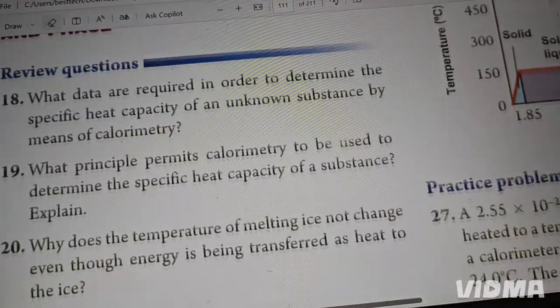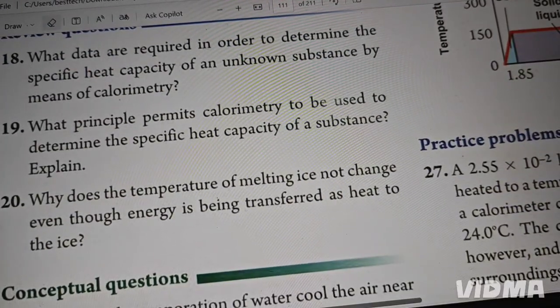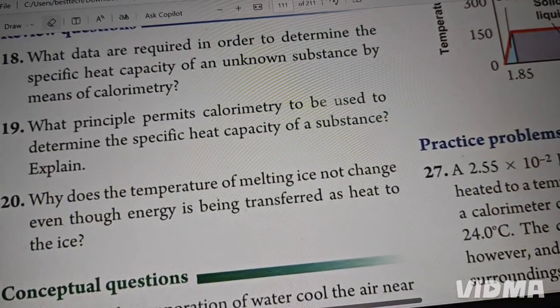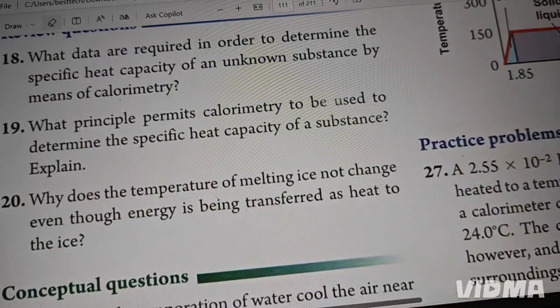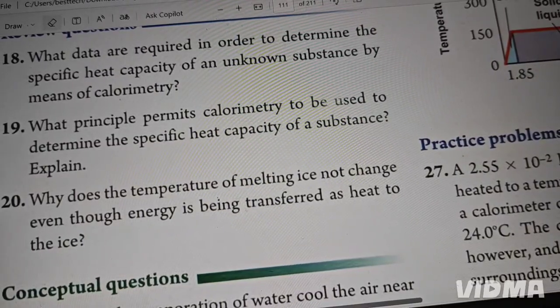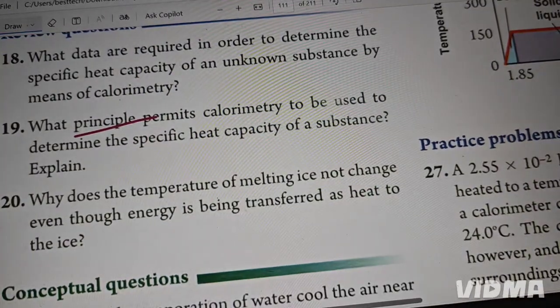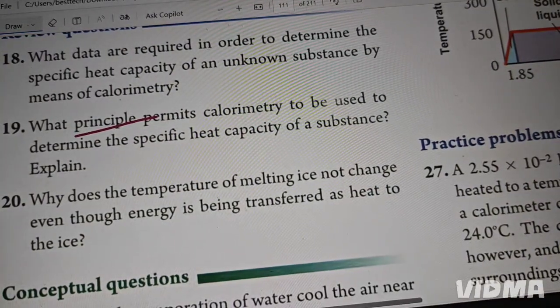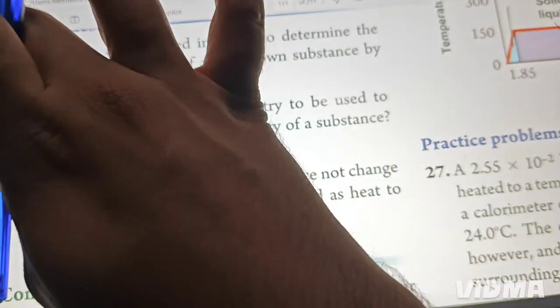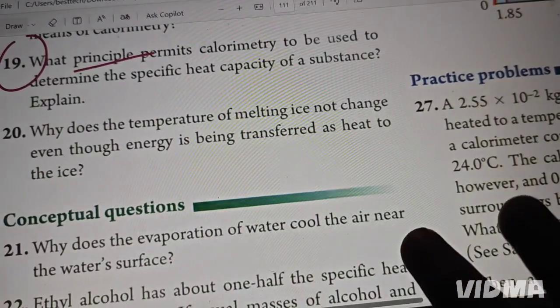Question 19. What principle permits calorimetry to be used to determine specific capacity of the substance? What principle? Conservation of energy. This answer, conservation of energy only. Not important.